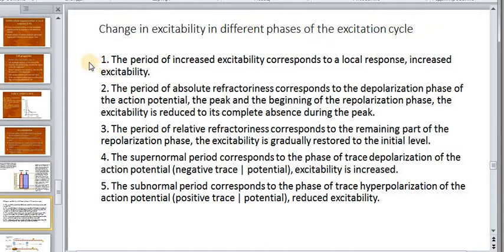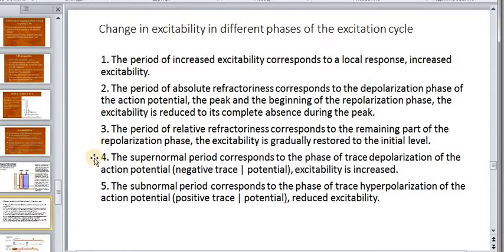The first period of increased excitability corresponds to a local response, increased excitability. The period of absolute refractoriness corresponds to the depolarization phase of the action potential, the peak, and the beginning of the repolarization phase. Excitability is reduced to its complete absence during the peak. The period of relative refractoriness corresponds to the remaining part of the repolarization phase. The excitability is gradually restored to the initial level.